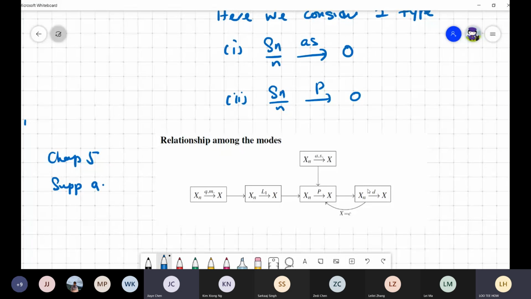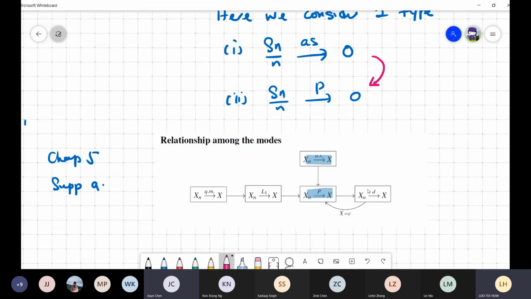Okay, so we have a relationship among these 5 modes of convergence. Convergence in quadratic mean always implies convergence in L1. Convergence in L1 implies convergence in P. Convergence in P implies convergence in D, and almost sure convergence always implies convergence in probability. So if you look at just this and this, this one always implies this. So that's why this is stronger than this.